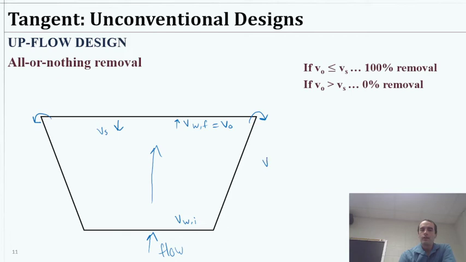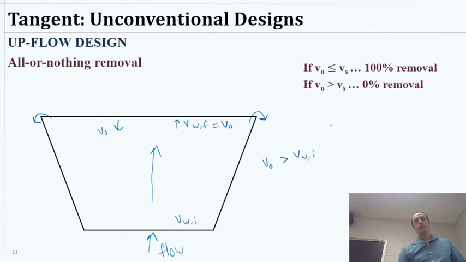So we can say V naught is greater than that velocity down here, that velocity of the water initially. Don't worry about the math or the symbols here. I'm just writing it just to say it, right? This velocity is faster than up here, and so anytime the critical velocity is slower than the Vs, we have 100% removal.